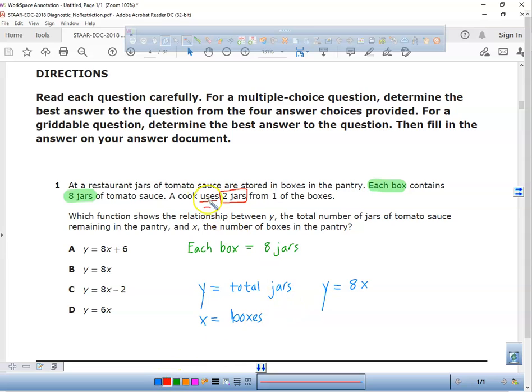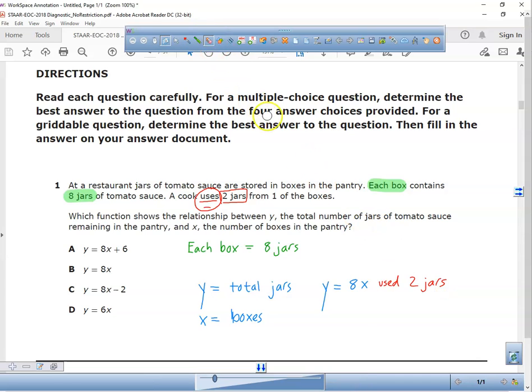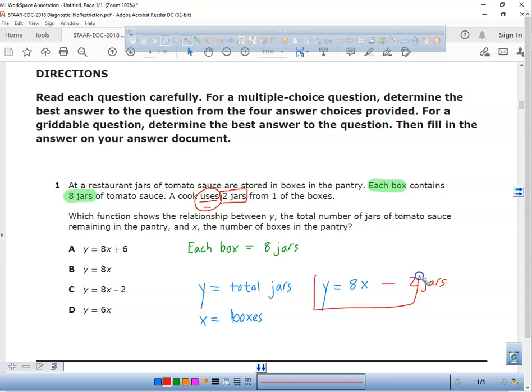Now, here's the thing. The cook used what? 2 jars. So if he used 2 jars, basically what does that mean? Whatever he had, he has to do what? Take it away. Using means taking stuff away, right? If you have $10, but you use $2, it's like saying 10 minus 2. So this right here would be your equation, and you'll clearly see the answer. All right. So what does the 8 represent? The amount of jars per box, and then the cook used 2, and that's what you should do.